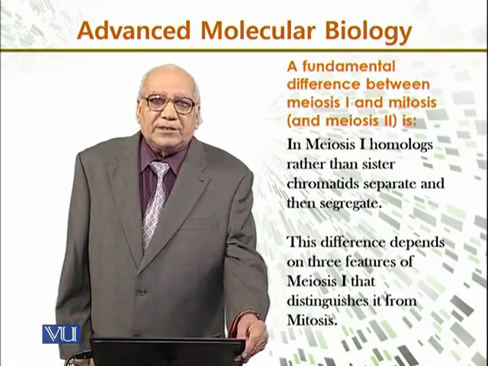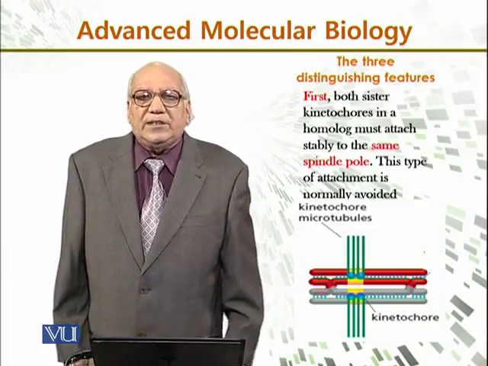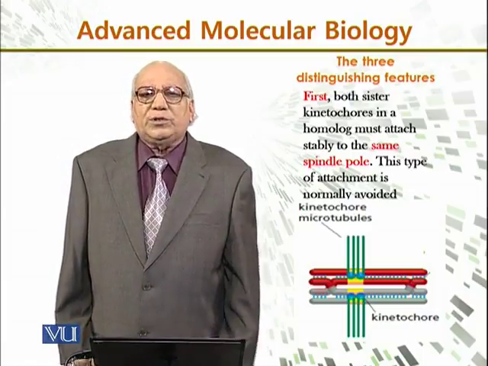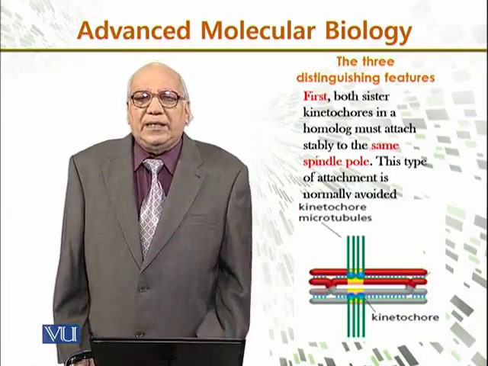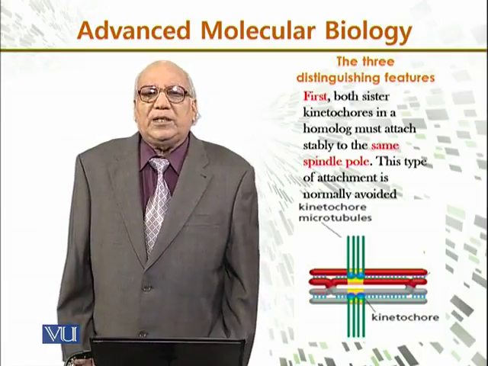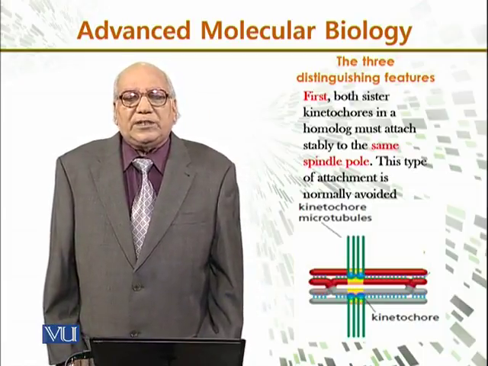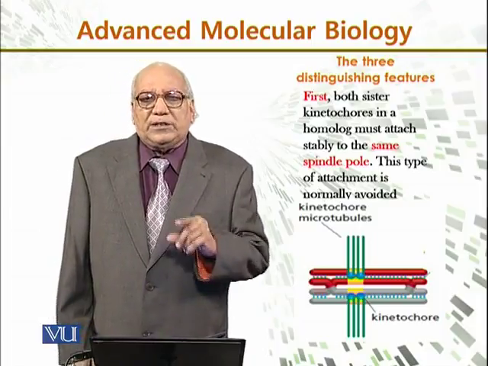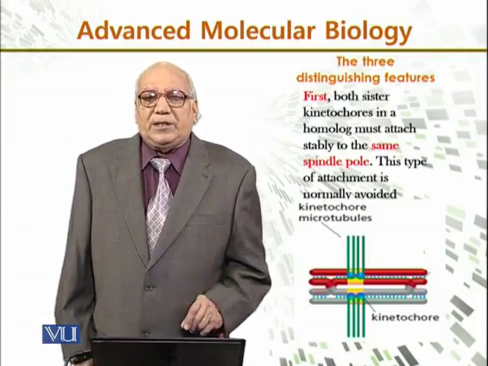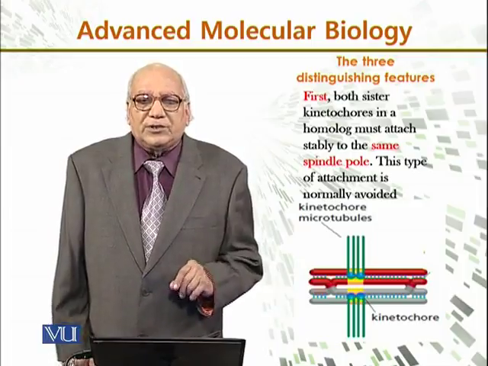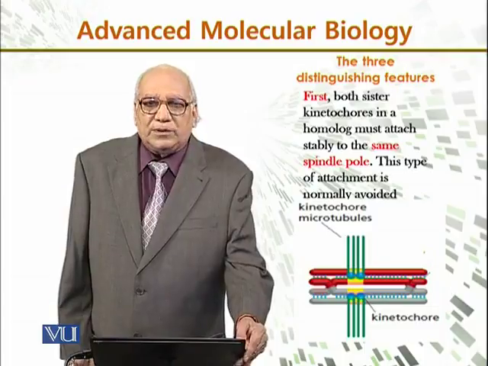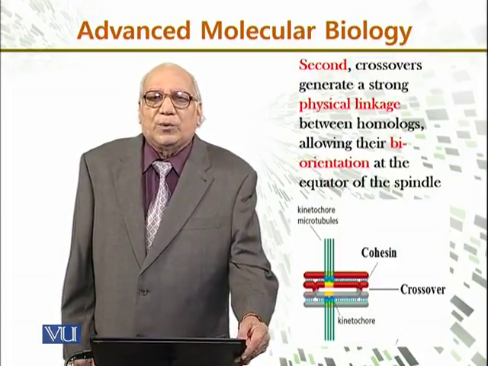और वो differences क्या हैं? The three distinguishing features are, first, both sister kinetochores in a homolog must attach stably to the same spindle pole. उनको एक spindle pole जो है उसके साथ attach होना होता है. This type of attachment is normally avoided otherwise, as shown in the diagram below.